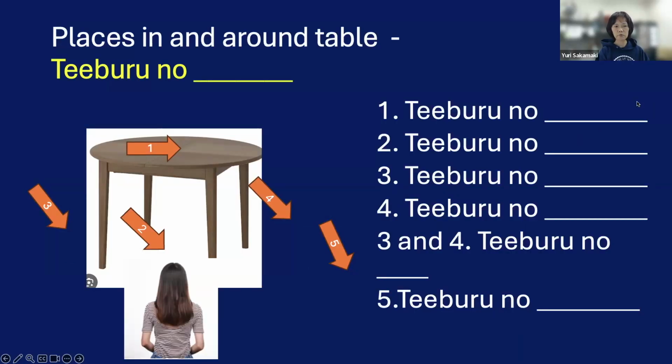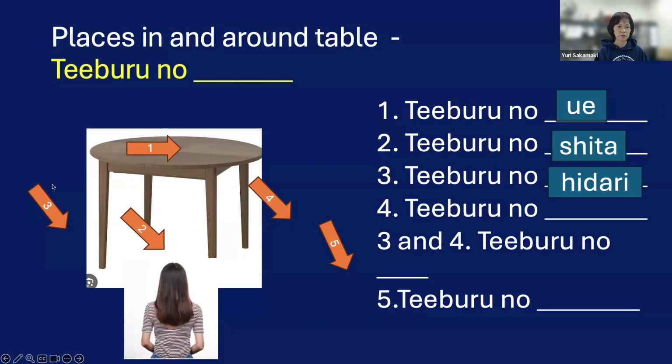Okay, so number 1 will be on the table. So that will be テーブルの上. 2番、テーブルの下. 3番はテーブルの左. It's to the left. 4番はテーブルの右. And then for 3 and 4 you can say next to it. So テーブルの隣 would work. You could say right next to it or left next. So you can actually say 右隣 or 左隣.